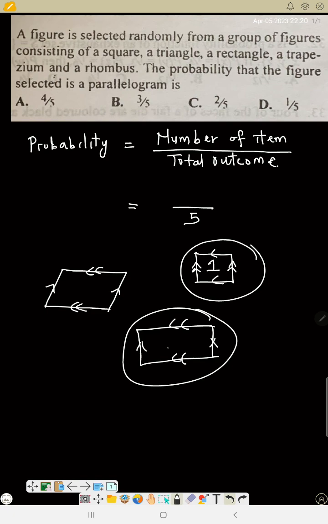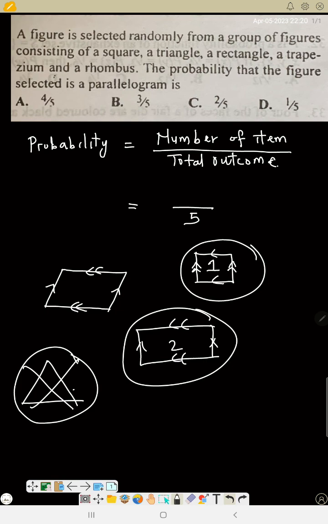So we have 1, 2. This is a triangle. A triangle is not a parallelogram because the two opposite sides may be equal or may not. We have different types of triangle. So a triangle is not a parallelogram. A trapezium. This is a trapezium. So it's not a parallelogram. This side is not equal to this side. So it's not a parallelogram.